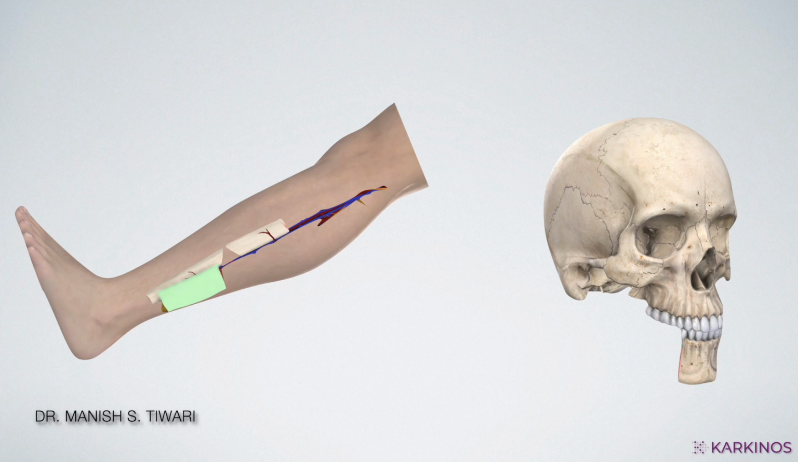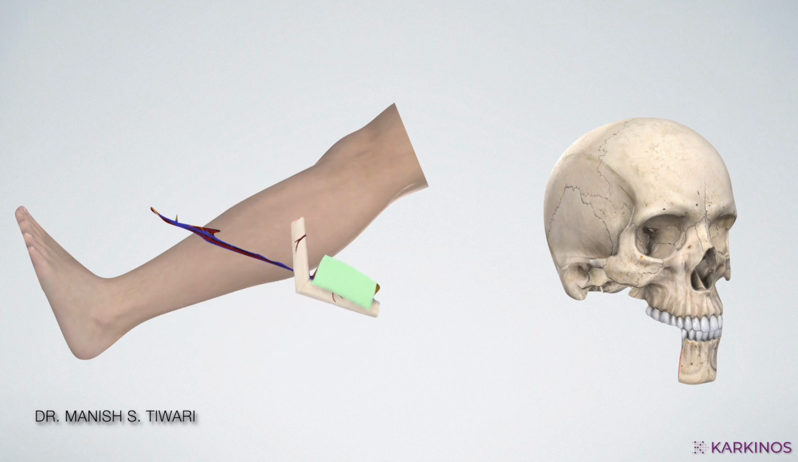Now in this scenario, using the same left leg for a right side facial defect, the osteotomy is done in an inverted V form, and this is how the flap is inset in place.